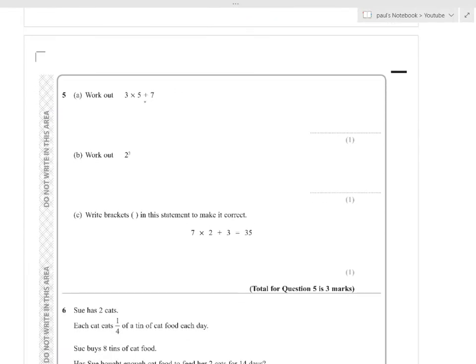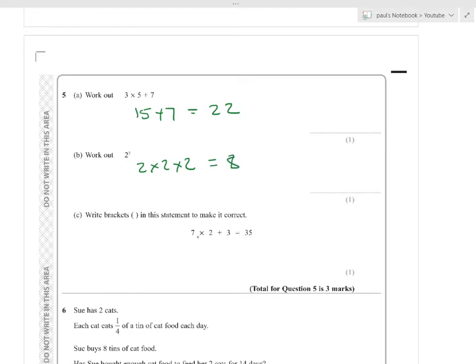A BIDMAS question, so multiply before the add. So 15 plus 7 equals 22. 2 to the 3 is 2 times 2 times 2, which is 8.